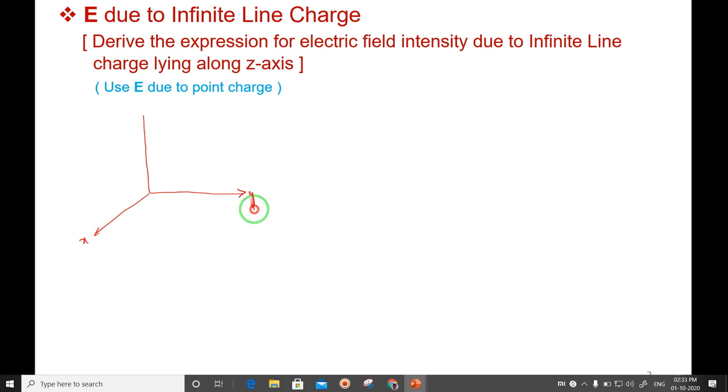X-axis, y-axis and z-axis, and we will place the line charge along the z-axis. This is the line charge we are placing. I will make it thick, so it doesn't show as two lines. It is varying from minus infinity to plus infinity, and the line charge density is rho L.